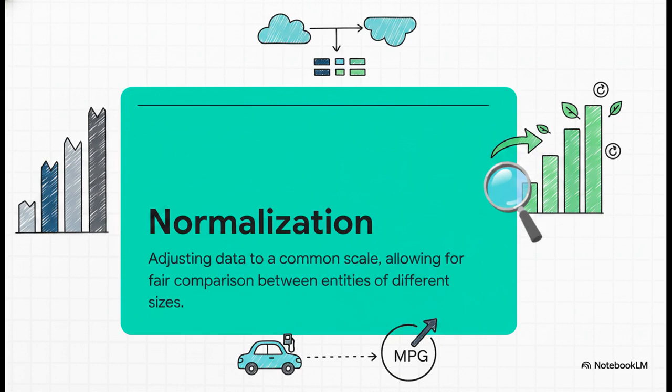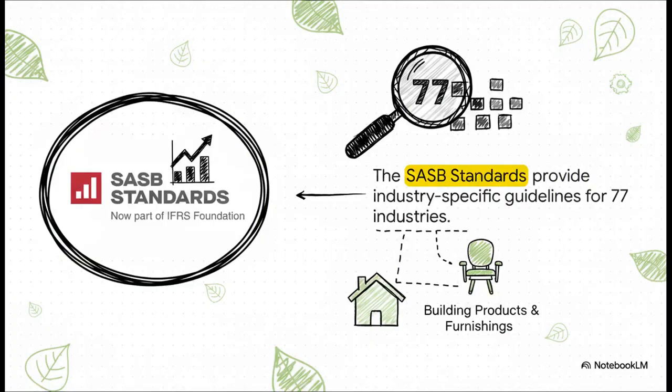Think of it like calculating miles per gallon for a car. We don't really care about the total gallons of gas a car used in its lifetime. We care about its efficiency. Normalization does that exact same thing, but for sustainability metrics. And this isn't just some random process somebody made up. The SASB standards, which are now part of the IFRS Foundation, provide these super specific, really credible guidelines for 77 different industries. So to see how this works in the real world, we're going to use their standard for the building products and furnishings industry as our guide.